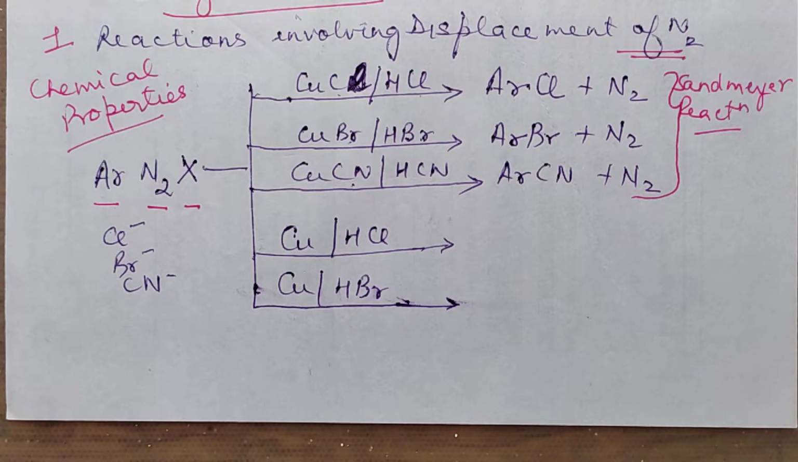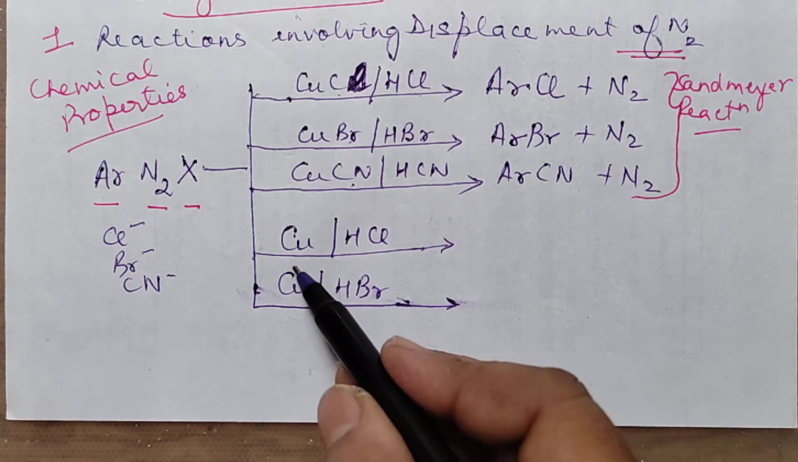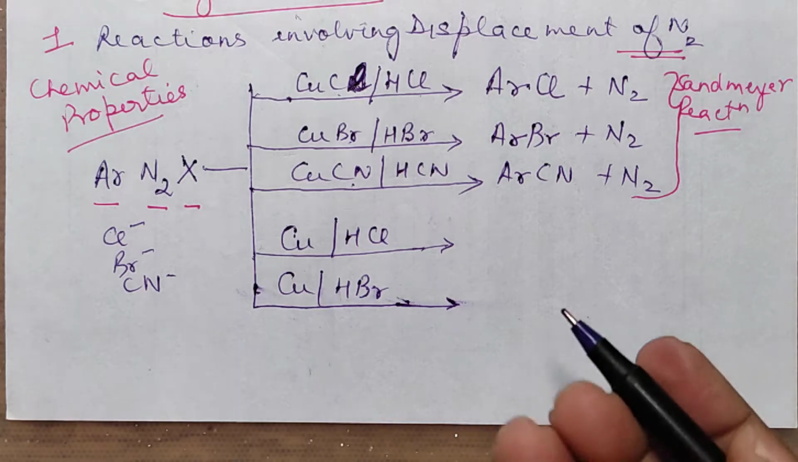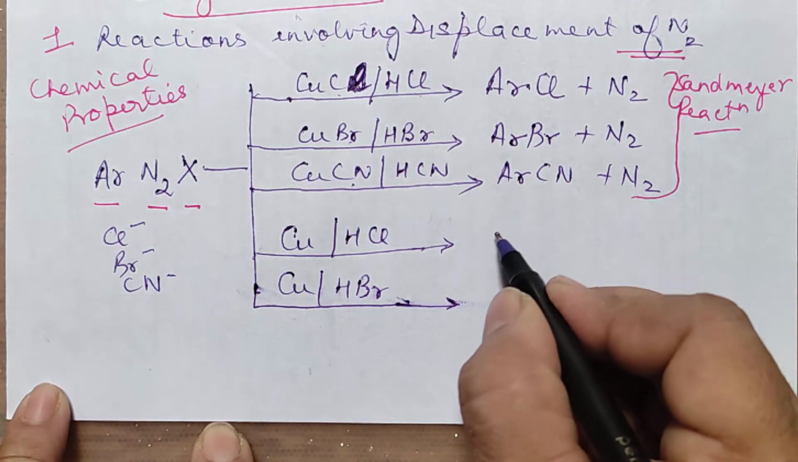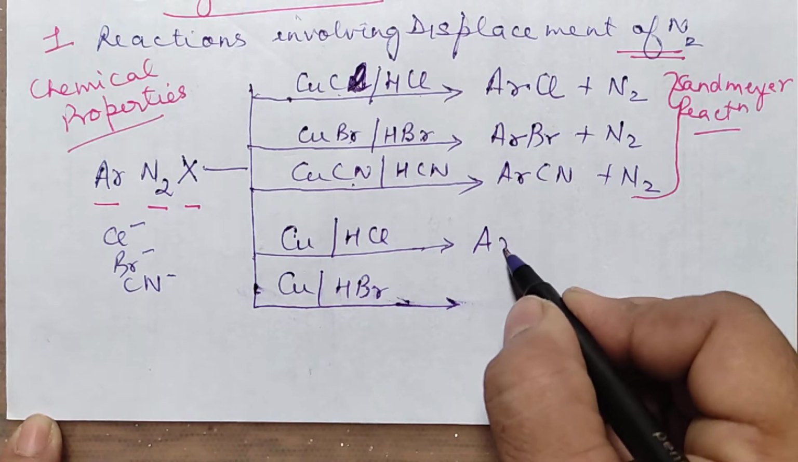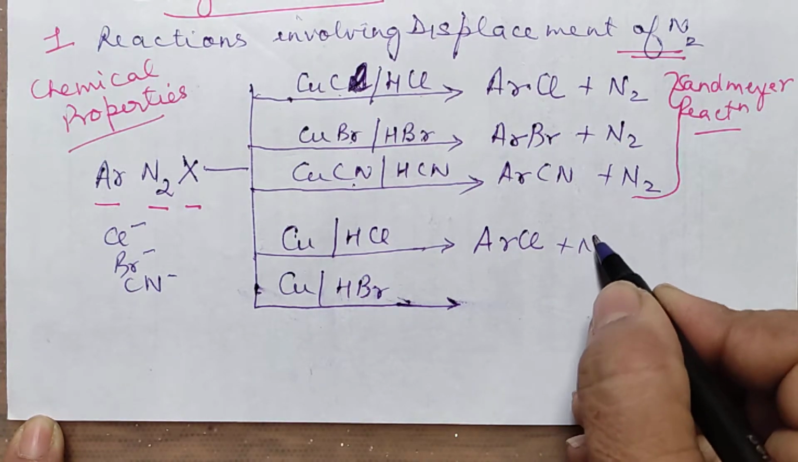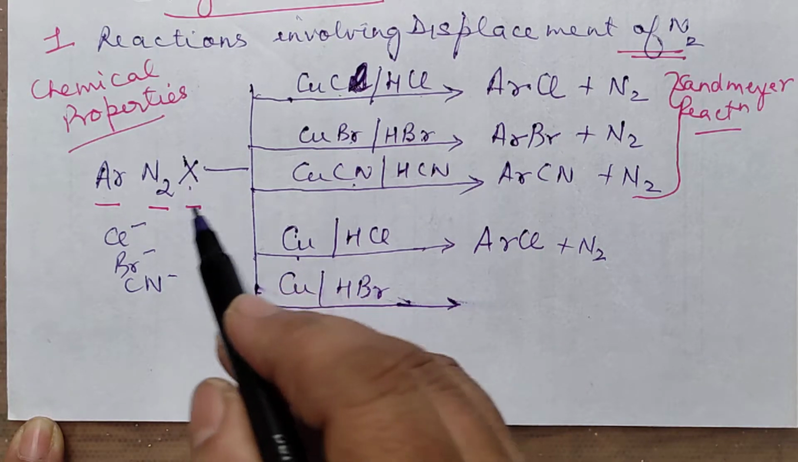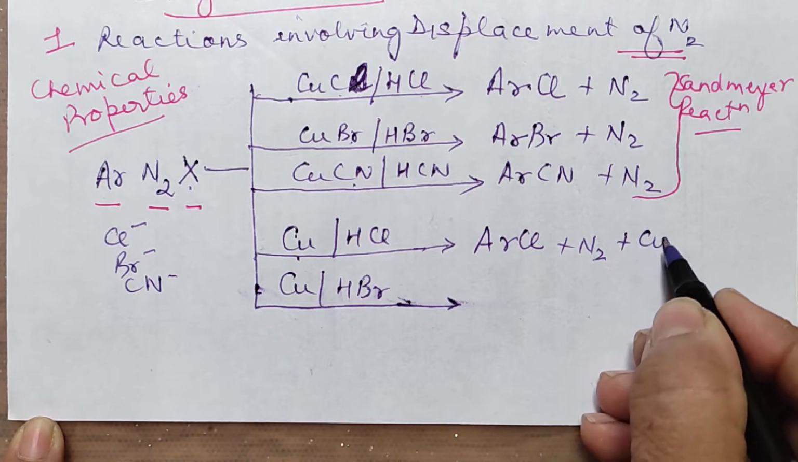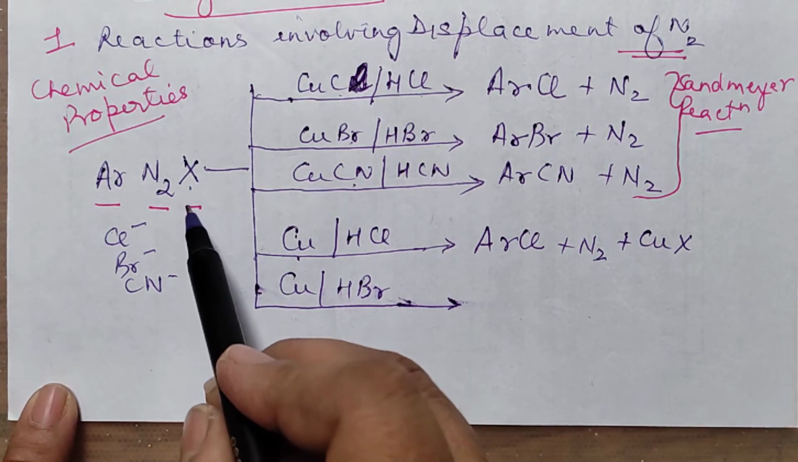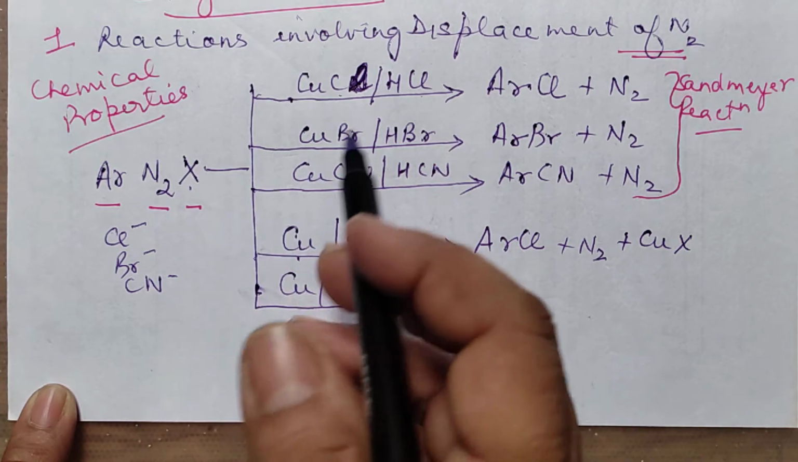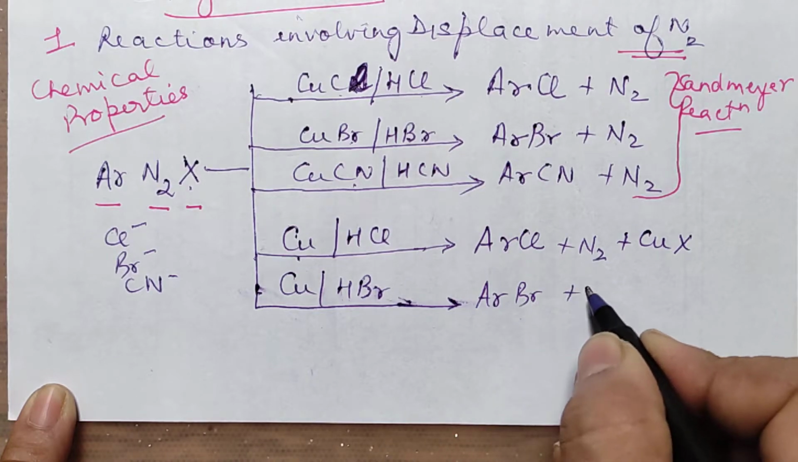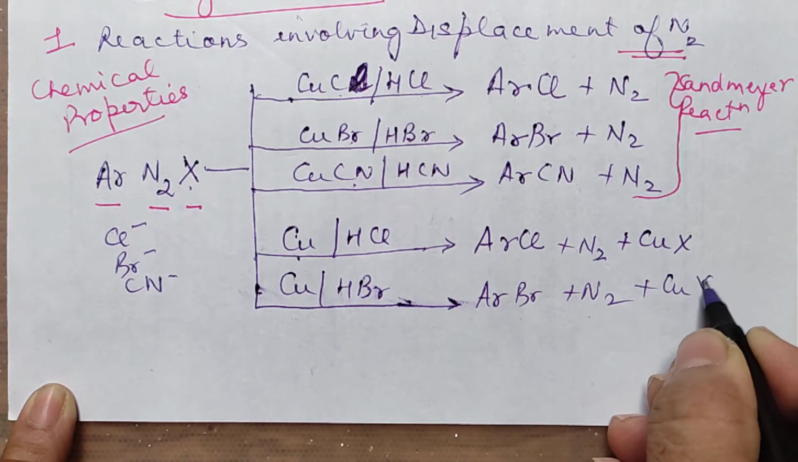Now, if we want, Cl and Br can also be introduced by taking copper powder with HCl, or copper powder with HBr. Even then you will get a similar product. We are treating with Cl, so you will get Ar-Cl plus nitrogen, but with this copper you will also get a salt with this halogen, this X part. Whatever you take, accordingly you will get this X. I'm telling you again, it is not only halogen; it can be BF4, it can be H, that we have discussed earlier. It is Ar-Br plus nitrogen plus CuX.